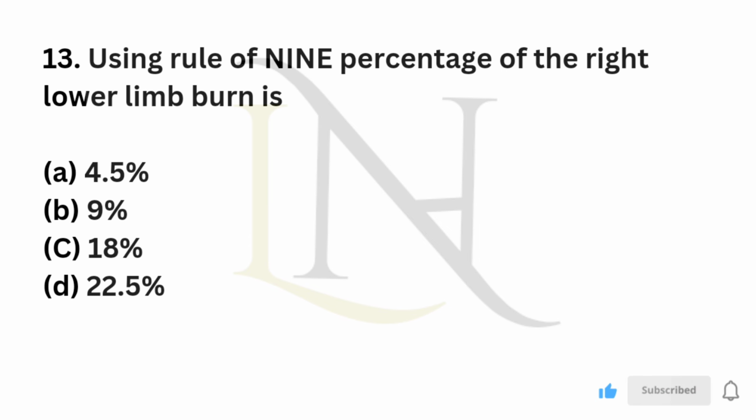Next MCQ. Using rule of 9, percentage of the right lower limb burn is option A 4.5%, option B 9%, option C 18%, option D 22.5%. We will see the correct answer. Option C 18% is correct.